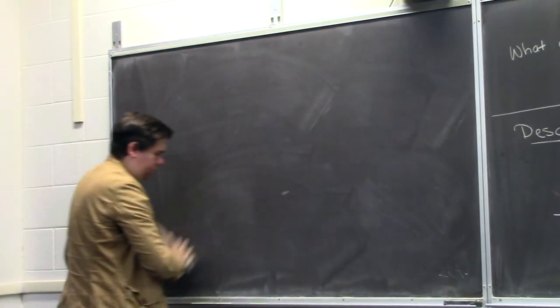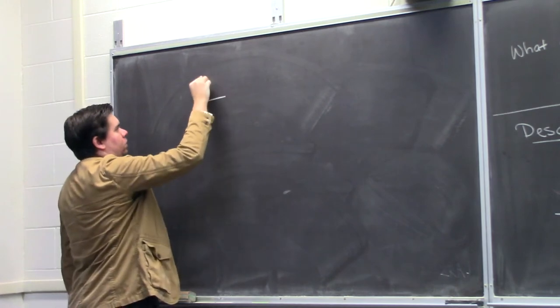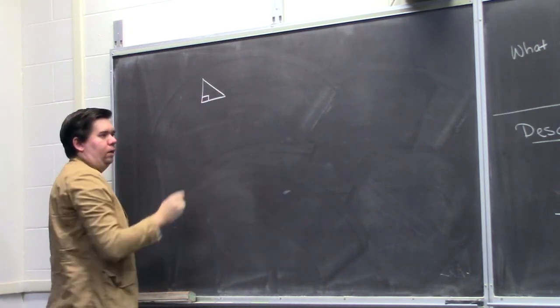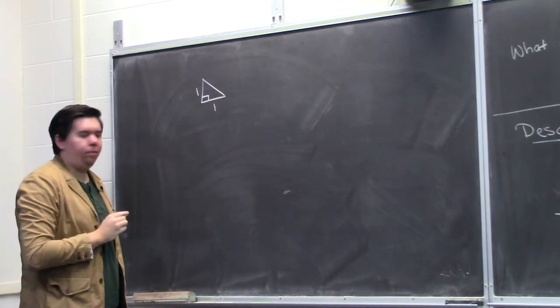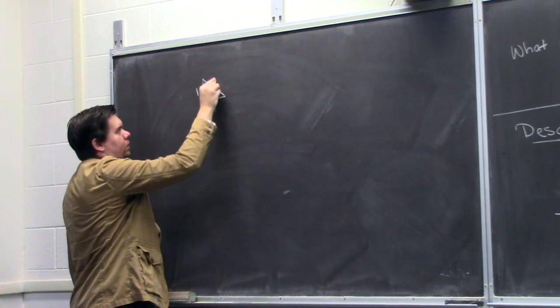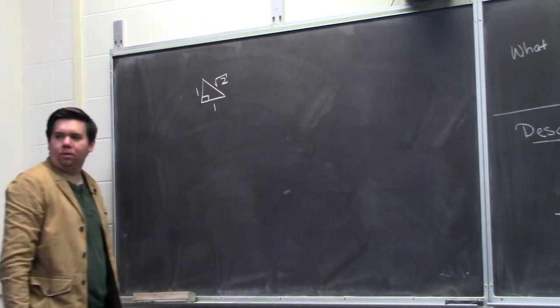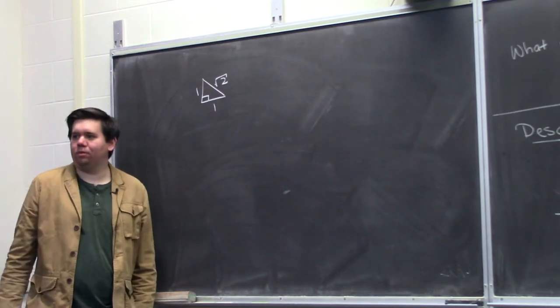Well, you can draw a right triangle with side lengths 1 and 1. Then we know by Pythagoras, this side length has to be root 2. So we recover root 2. Can we get any other square roots?